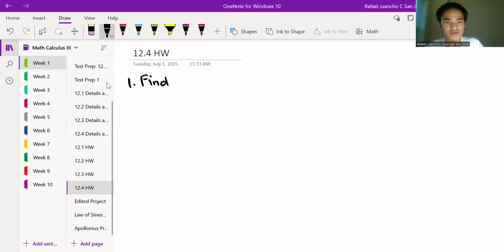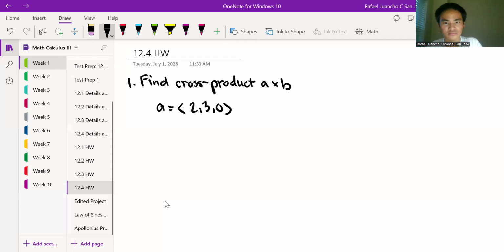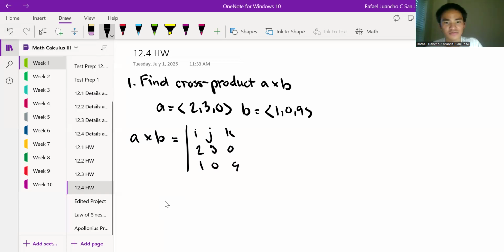Number one, we want to find the cross product of A and B, vectors A and B. Here we note that A has components 2, 3, 0. B has components 1, 0, 9. So to get the cross product, we're going to do it in this format from the last video: 2, 3, 0, 1, 0, 9.